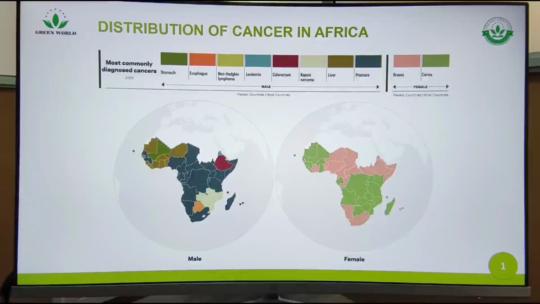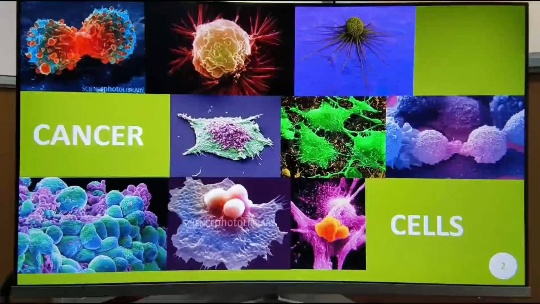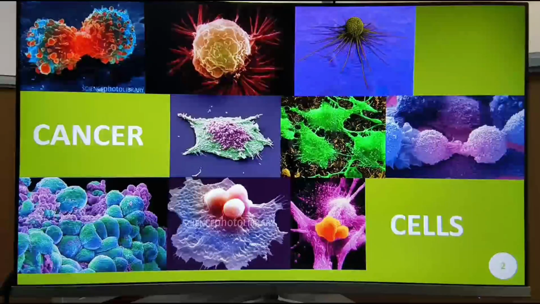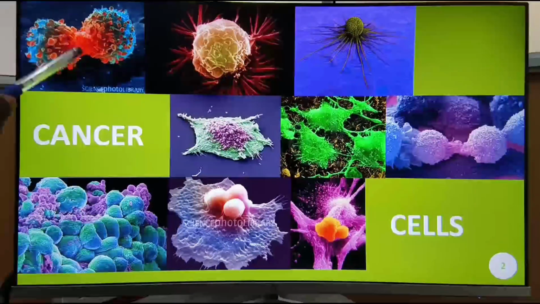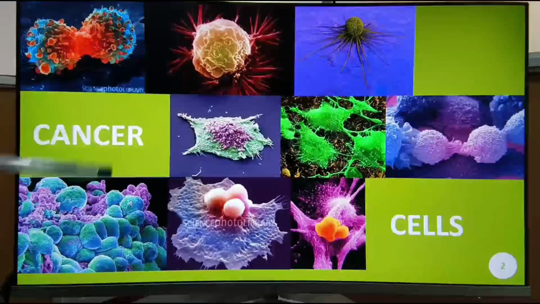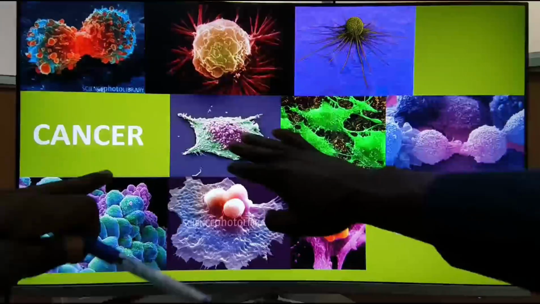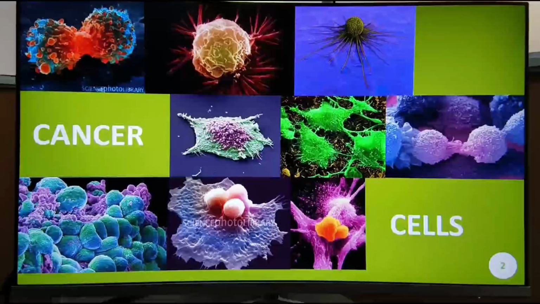Now, cancer. These are the cancer cells. This is how cancer cells look. This is a picture to show you how cancer cells look, and we have another one here, and another one here. So we are going to identify them.